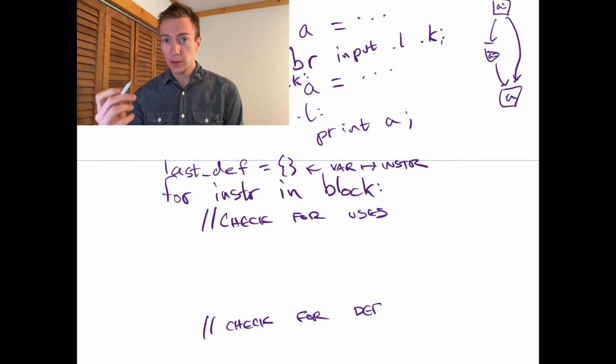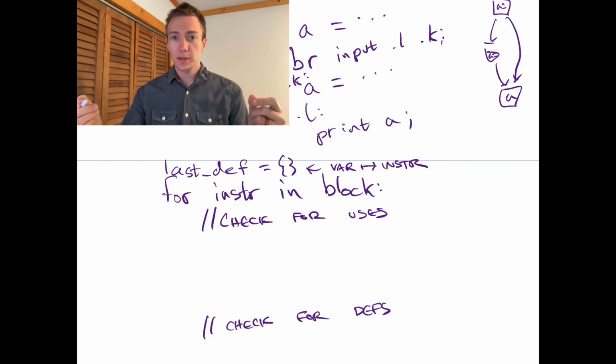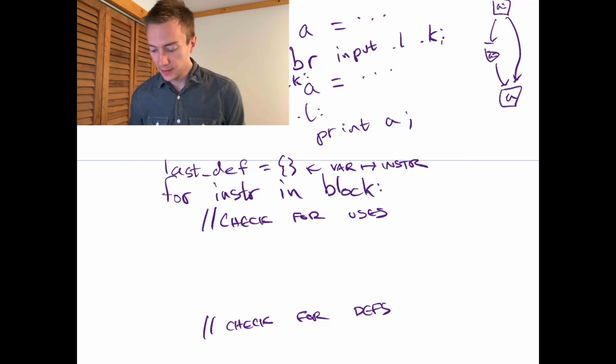It has to go in this order because instructions can be both users and definers. That is, if you say like x equals x plus 1, for example, you're using x and then defining x again. And we don't want to consider x dead just because we're assigning to x, because we're also reading the previous value of x. In any case, we need to check for uses first.